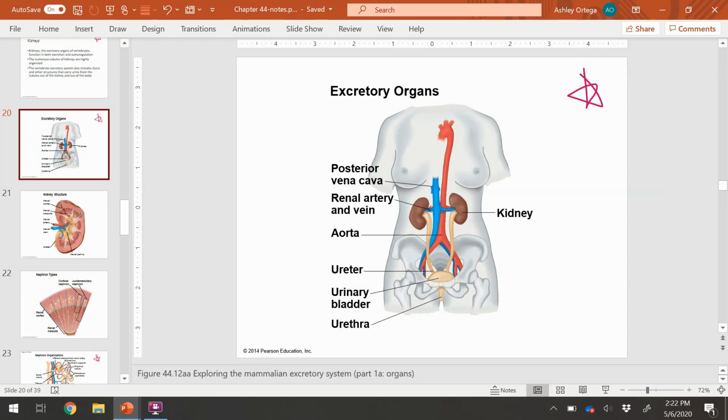So the urine first has to leave the kidneys through the ureters, those two long tubes connecting the kidneys to the urinary bladder. The urinary bladder is where it's temporarily stored until it can be excreted out of the body through the urethra.